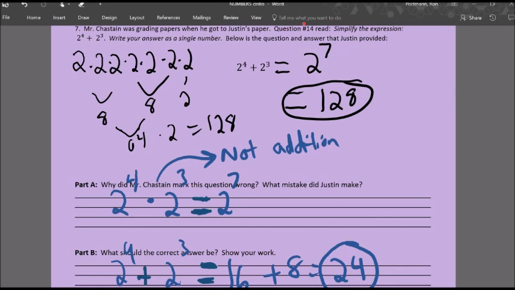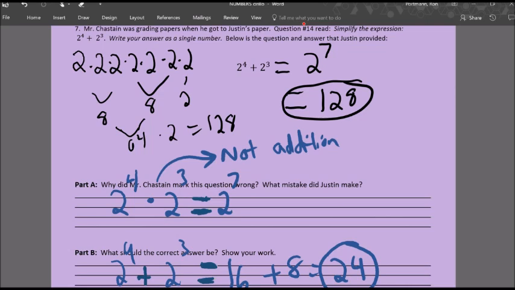So he had 2 to the fourth plus 2 to the third. And he got 2 times 2 times 2. He multiplied them all together. He came up with 64 times 2, which is 128. Now, that is incorrect. Why did he mark this wrong?